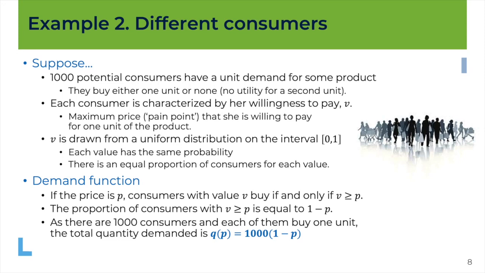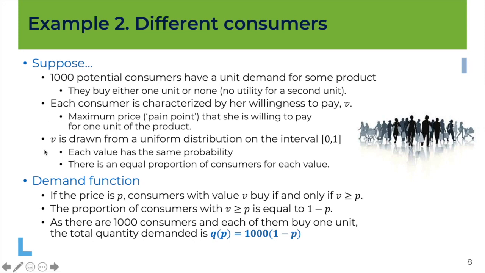So you buy or you don't, and your decision is very simple, because you are going to compare your willingness to pay for a fridge, which we write V, to the price set by the firms. If this price is lower than your willingness to pay, you buy. If it's higher, you don't buy. So V is this maximum price. It's also called the reservation price that a consumer is willing to pay for 1 unit of the product.